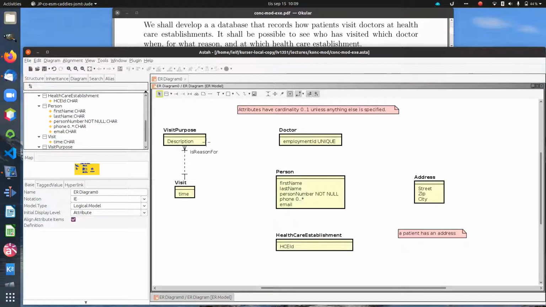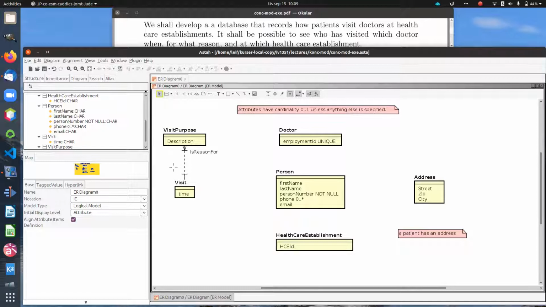So the easy thing maybe is the text. Not that you must have written exactly the same text, but the reason that there is such a relation at all is that the visit purpose defines the reason for the visit. Right, but then what about the cardinality?